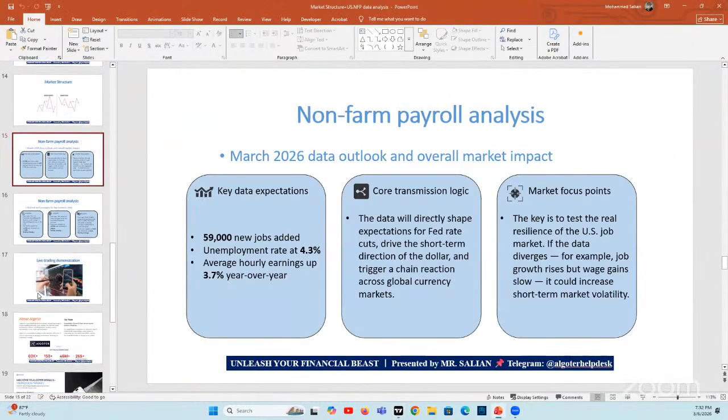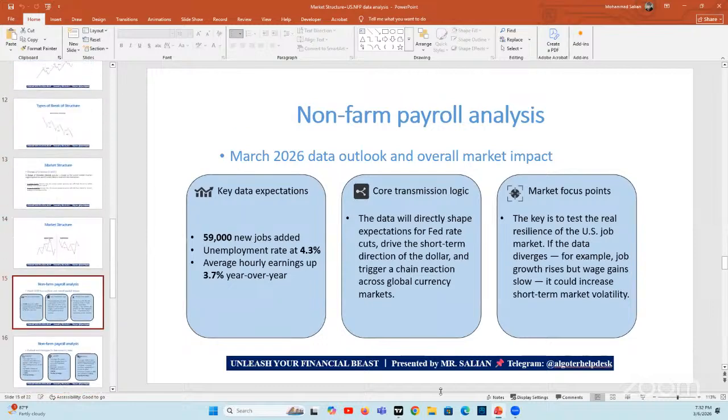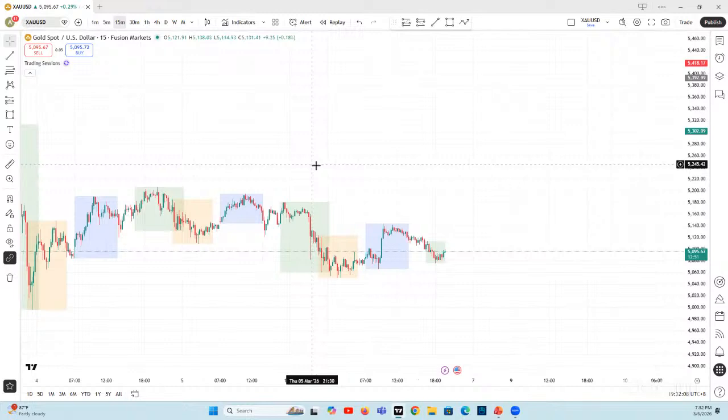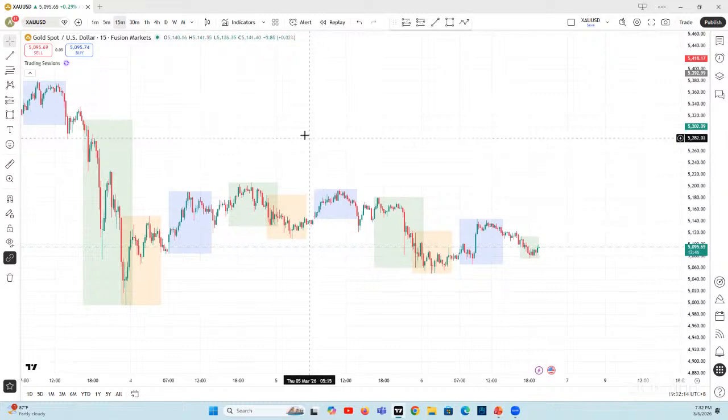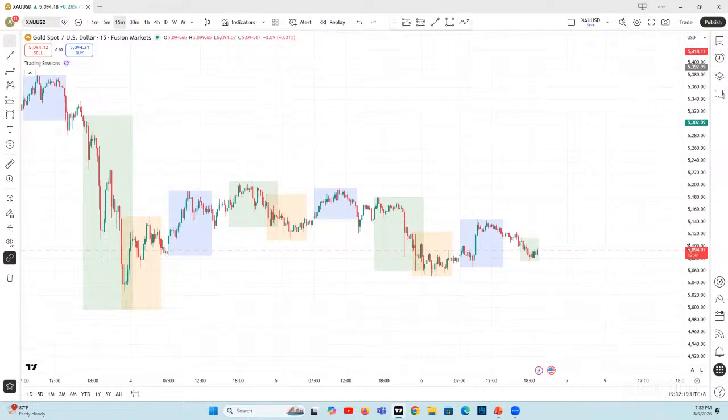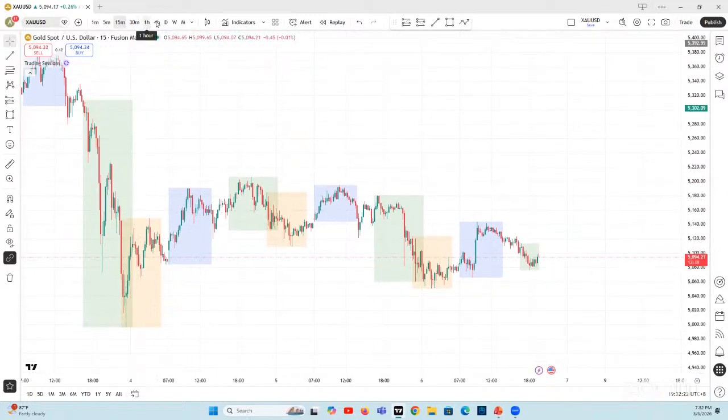Okay, what is this? This is the non-farm. We will go through that later. So, look at this chart. Gold chart, 15 minute. In day trading, the 15-minute is my time frame. Okay? If I can delete this time frame, I can. But for day trading, I just want to see the price action on Asia. Okay, by the way, this is the sessions. The blue one here is Asia, the green is London, and the orange here is New York.